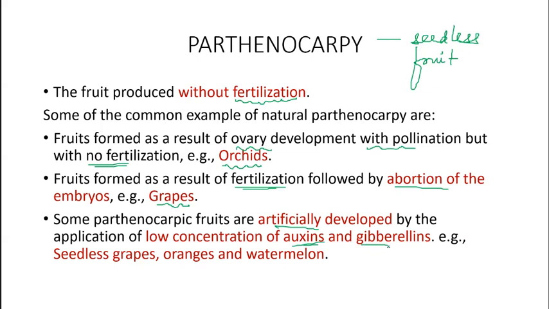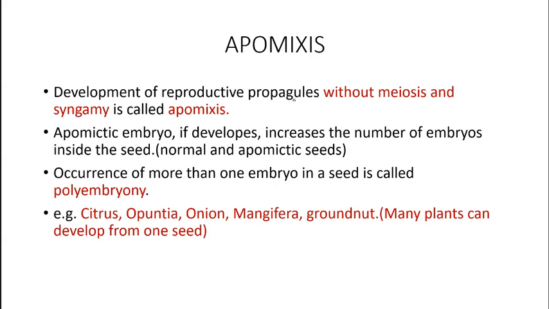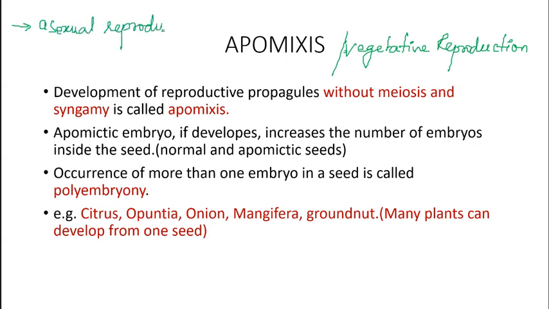Another very important topic known as apomixis. In apomixis, what we see is that there is no seed formation. Previously it was also named vegetative reproduction. So in apomixis there is asexual reproduction through seeds. Remember this. In parthenocarpy, what we saw, there is no formation of seeds, but here this is asexual reproduction through seeds.